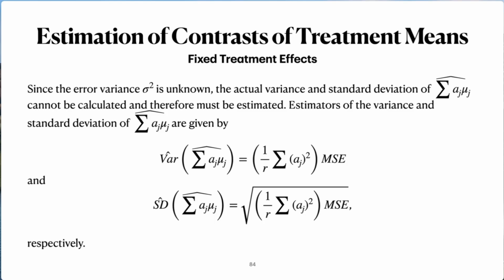Again, since the error variance sigma squared is unknown, the actual variance and standard deviation of our point estimator of the contrast cannot be calculated and therefore must be estimated. We have an estimator of sigma squared: the mean squared error from the analysis of variance table. So we can come up with an estimator for the variance of this point estimator, as well as the estimated standard deviation, by replacing the unknown sigma squared by its estimate, the mean squared error.